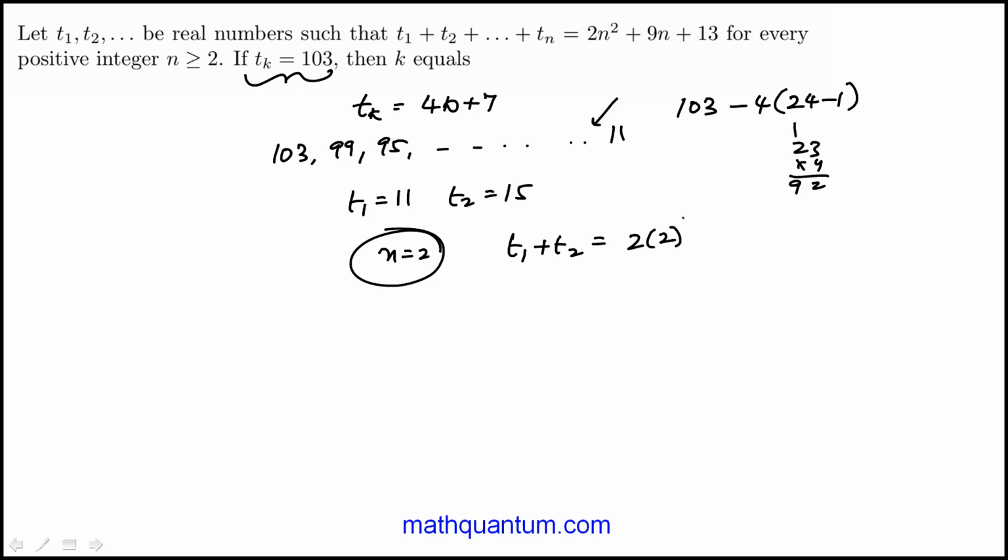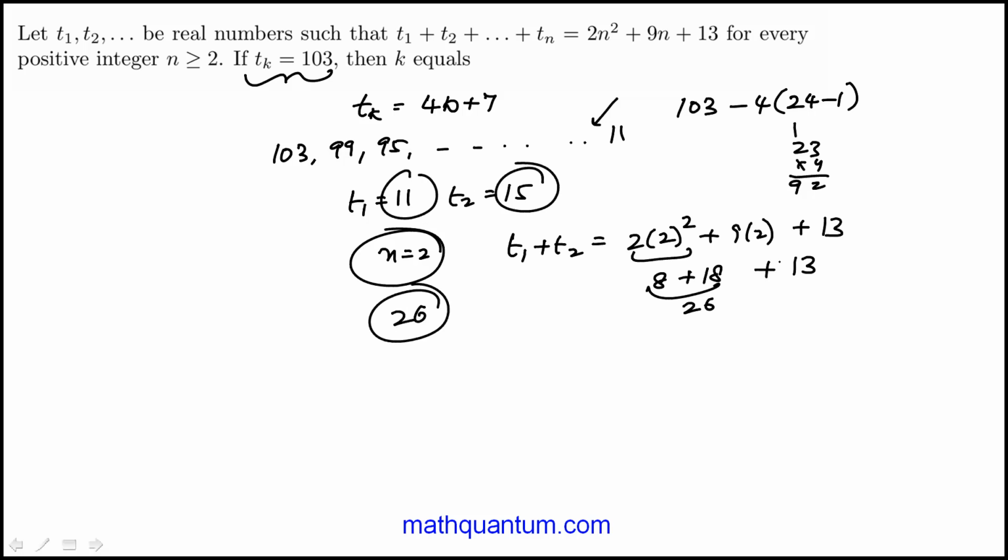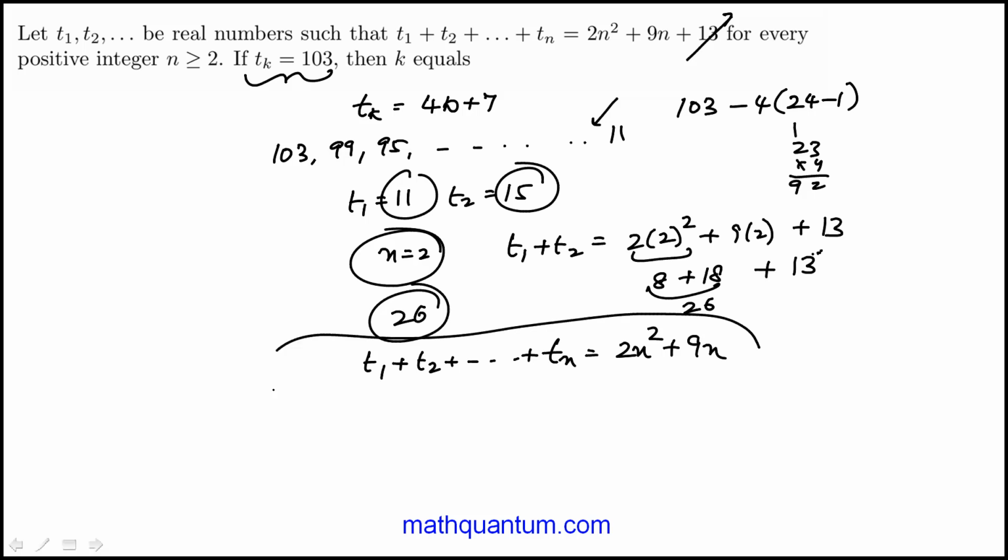So 2 squared, plus 9 times 2 plus 13. That's 4, 18, that's 22 plus 13. And you'll see these two add up to 26. So that 13 part is the problem. So this question actually should have been phrased differently. And unless I'm missing something, this is not written properly in my opinion.